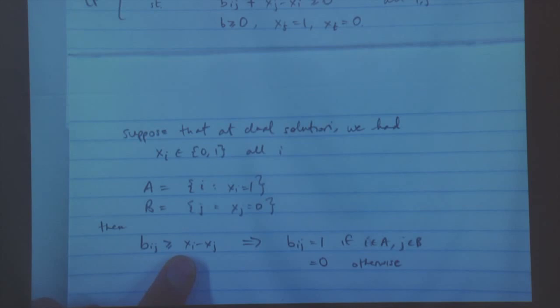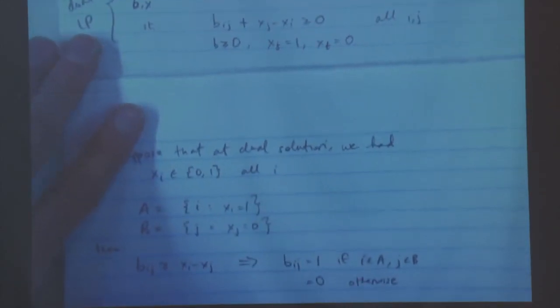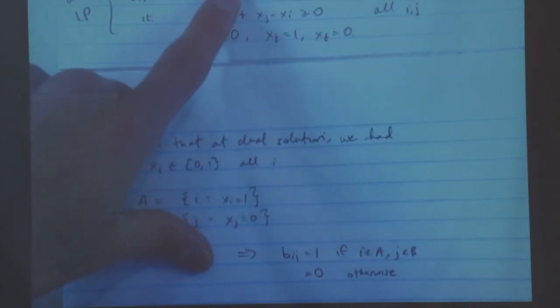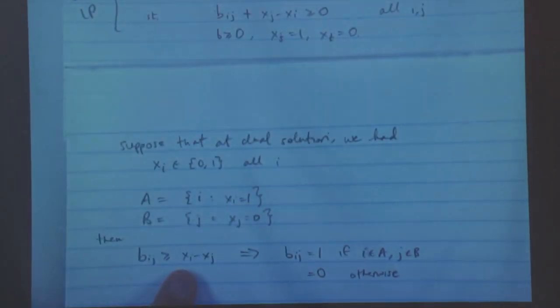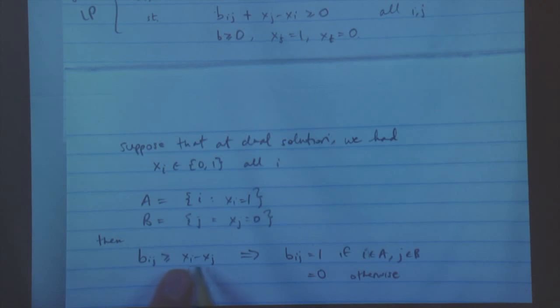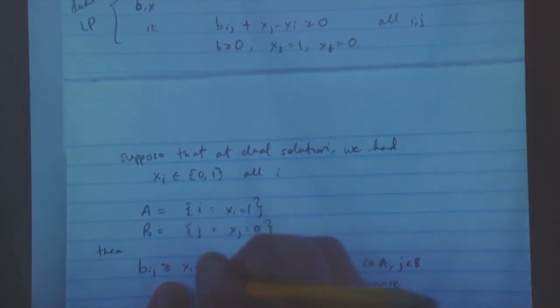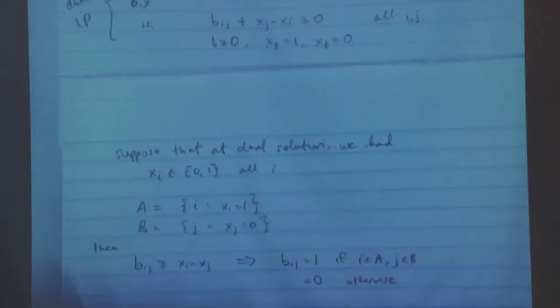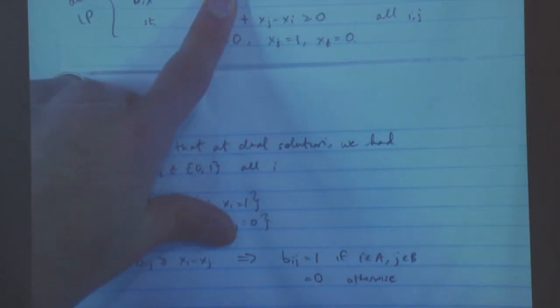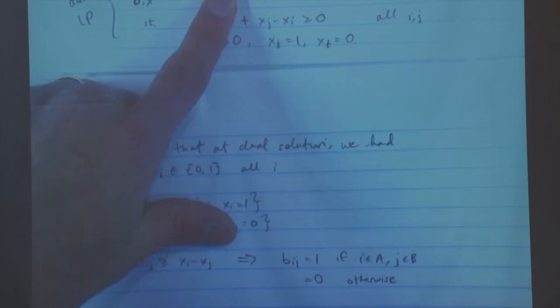Right? Because in the dual problem, we're trying to minimize a sum of costs. If i was in A and j was in B, then xi was 1 and xj was 0, so this is 1. So we have bij is bigger than or equal to 1. That's our constraint. And we're trying to minimize the sum of costs, so we just take bij equal to 1 to make this term as small as possible.